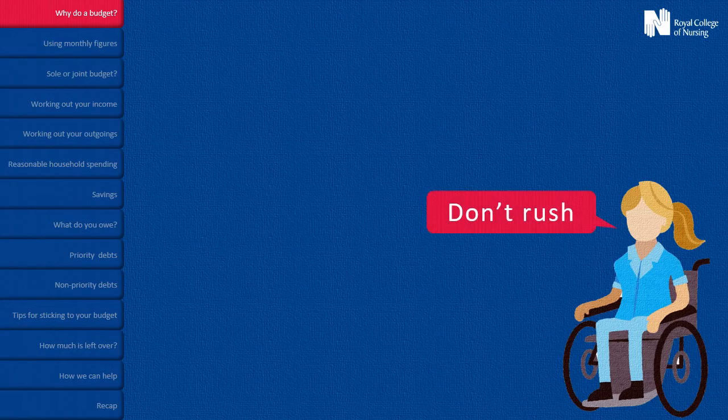Don't rush when completing your budget. It is important to take the necessary time filling it in, as it is a useful tool that will help you deal with your debts. Your budget needs to be accurate, so please ensure you check you are using the correct figures when detailing both your income and your expenditure.